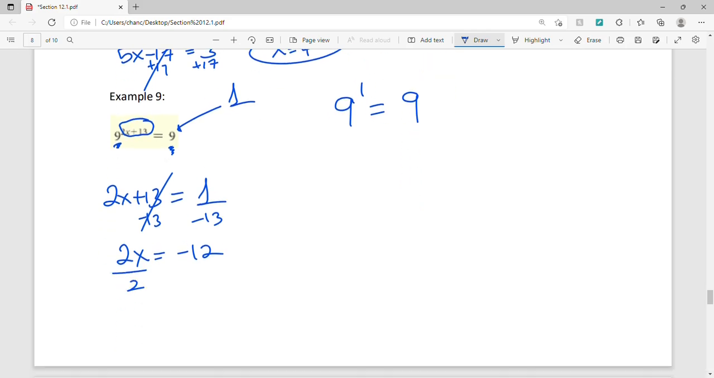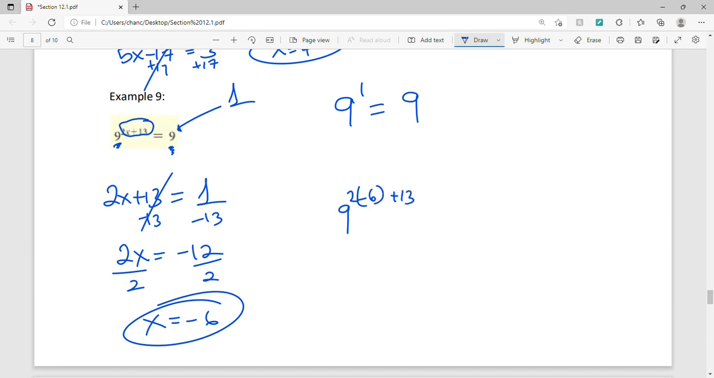And divide both sides by 2, we have x equals negative 6. Again, if I'm not sure this is right or not, we can always substitute that negative 6 into the original equation, making sure we get a true statement. And if I'm double checking this, I will get 9 to the first is equal to 9, and that's true. So you can always check your problems for these examples.